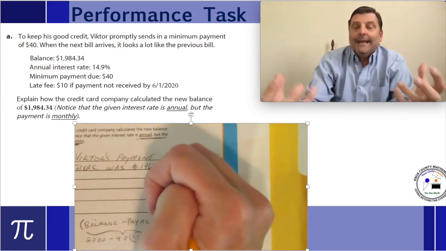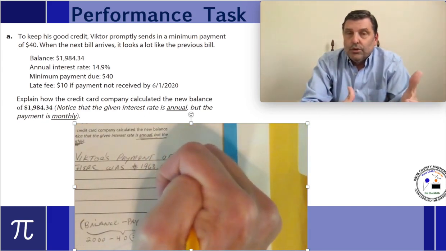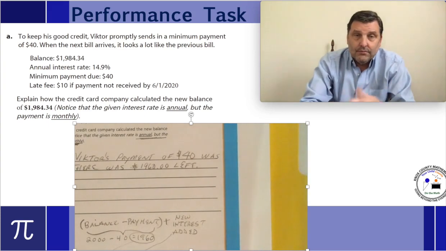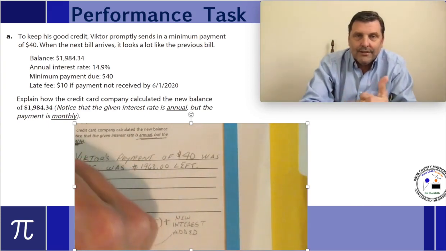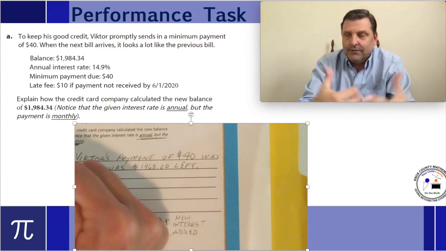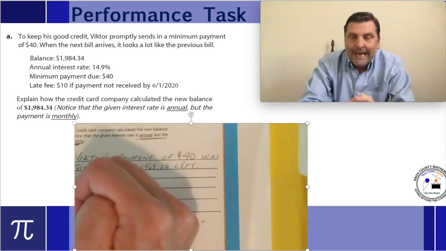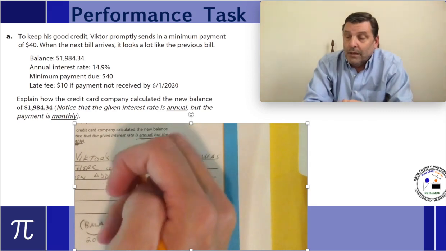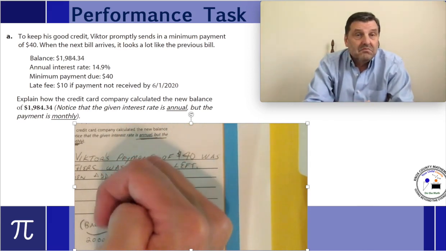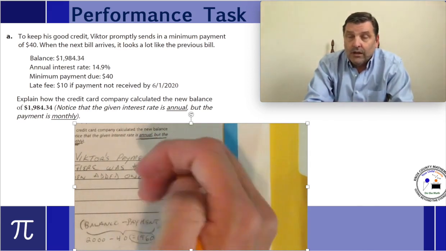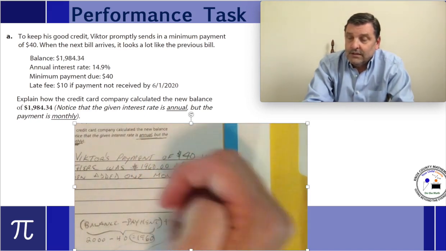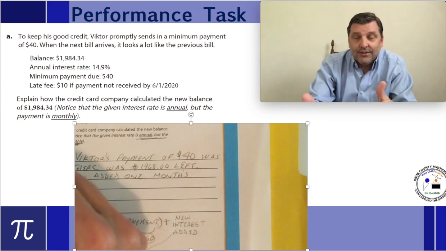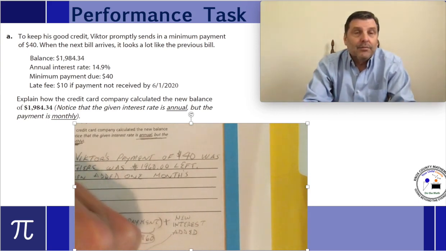The company then added 1 month's interest. Oh, I think I left out the word balance. I apologize. There was a balance of $1,960 left, an amount left over. They then added on 1 month's interest of $24.34 to the $1,960 to equal the next month's balance.